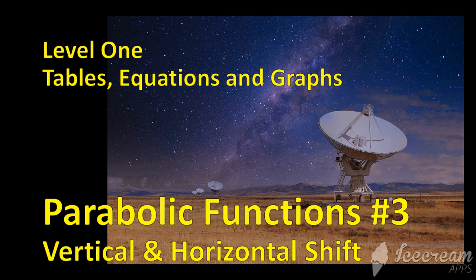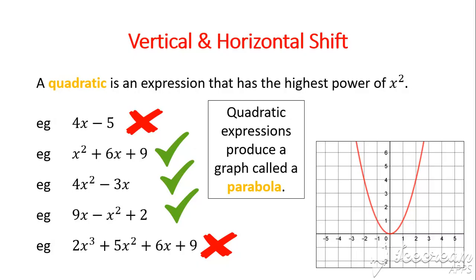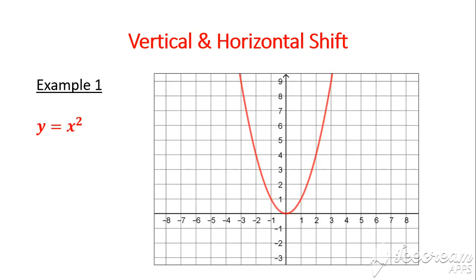We're still talking parabolic functions and we're going to look at the vertical and horizontal shifts that can occur. We know quadratics are expressions that have x squared as the highest power and they produce graphs called parabolas. Let's go to example 1 and show you the very basic parabola, y equal to x squared.